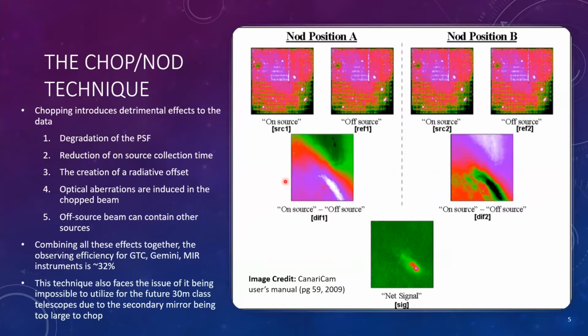However, chopping does introduce detrimental effects to the data, which include the degradation of the PSF, the reduction of on-source collection time, and the creation of a radiative offset, which is addressed by nodding the telescope. Optical aberrations can also be induced in the chop beam, and the off-source beam can contain other sources. When you combine all of these effects together, the observing efficiency for the GTC instrument is approximately 32%. The technique also faces the issue of being impossible to utilize for future 30-meter class telescopes, due to the secondary mirror being too large to chop.